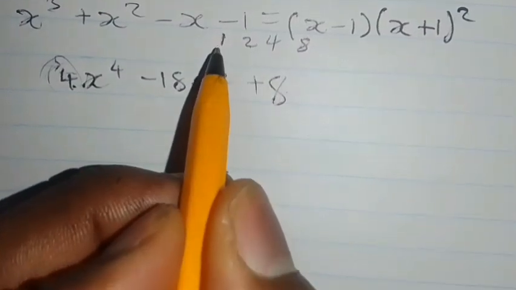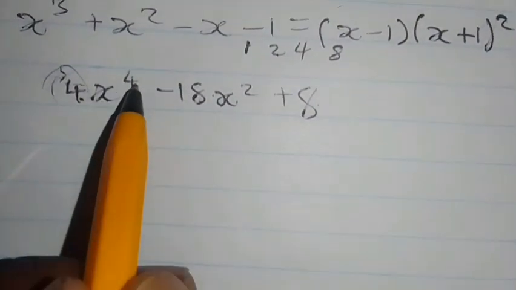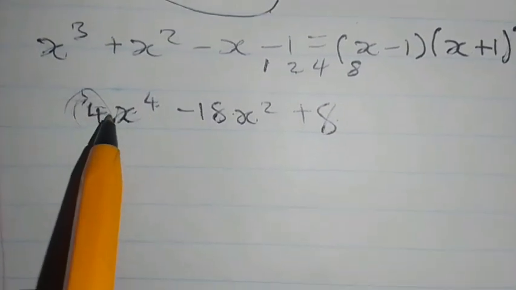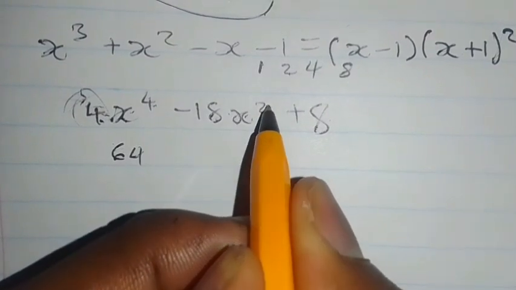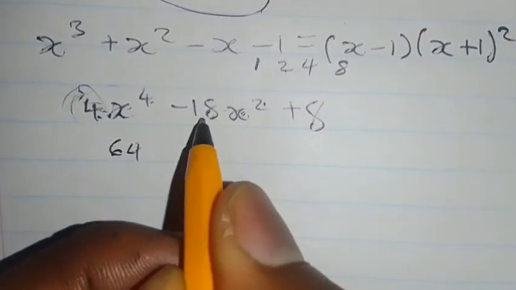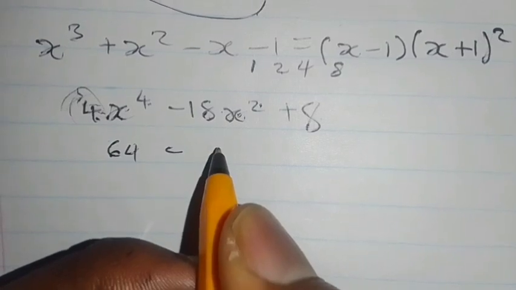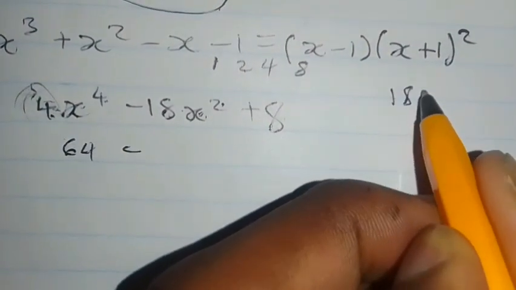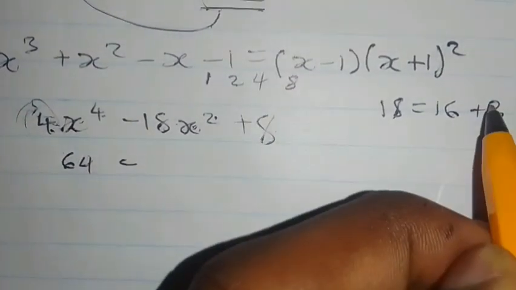And here, if we plug in 2, we'll have 4 times 2 to the 4th. 2 to the 4th is 16. 16 times 4 is going to be 64. And 2 squared, that's 4. And 4 times 18, that's going to be 4 times 18. 18 is the same as 16 plus 2, so it will be 64.